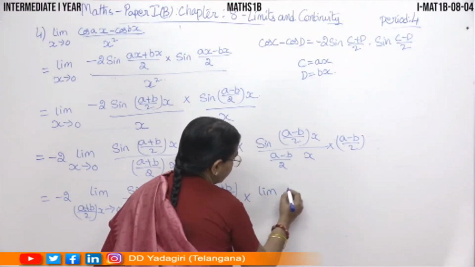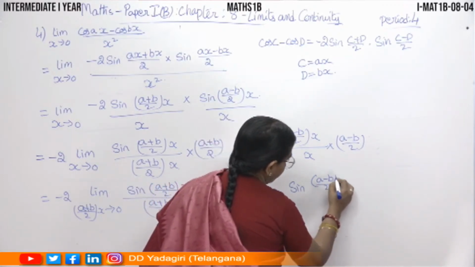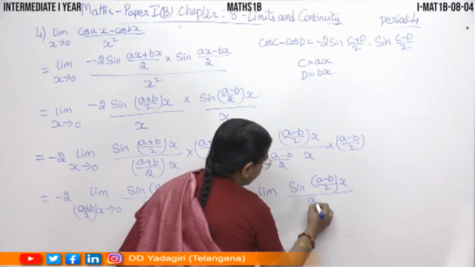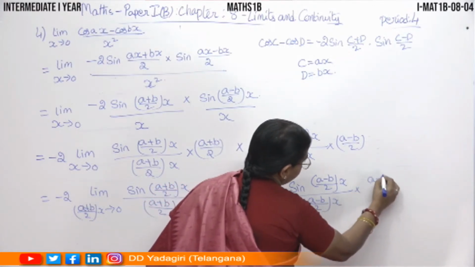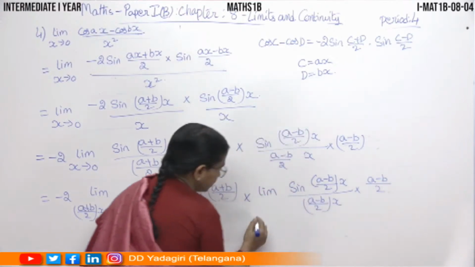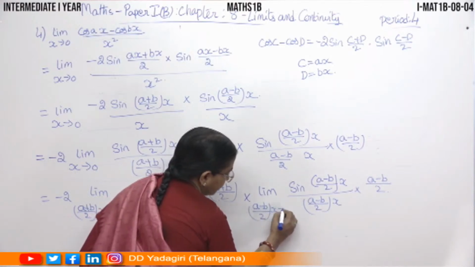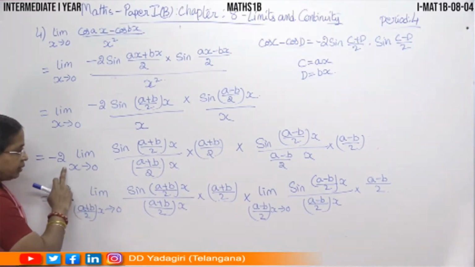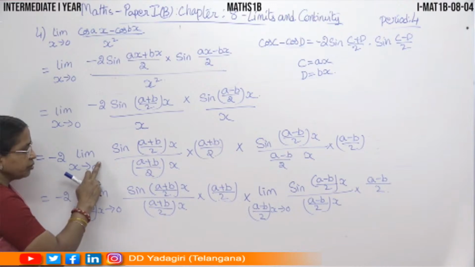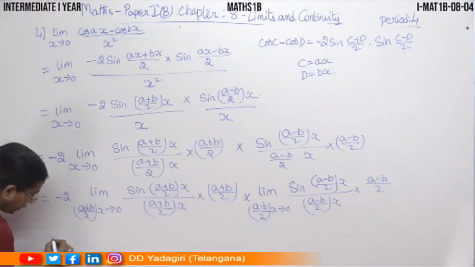So limit of sine of (a minus b) by 2 into x, by (a minus b) by 2 into x, into (a minus b) by 2. So here also we'll write (a minus b) by 2 into x tending to 0. So when you multiply on both sides by (a minus b) by 2, (a minus b) by 2 into x tends to 0 into (a minus b) by 2, that is 0. Now you can write the limits.